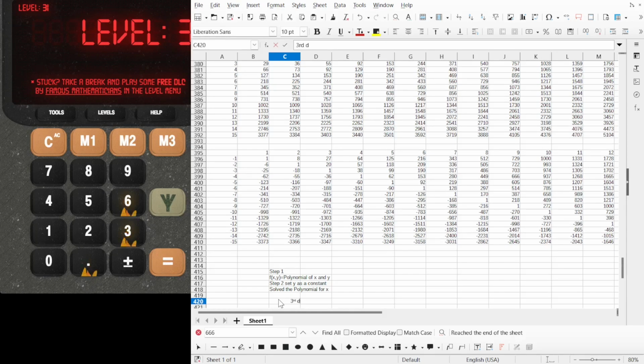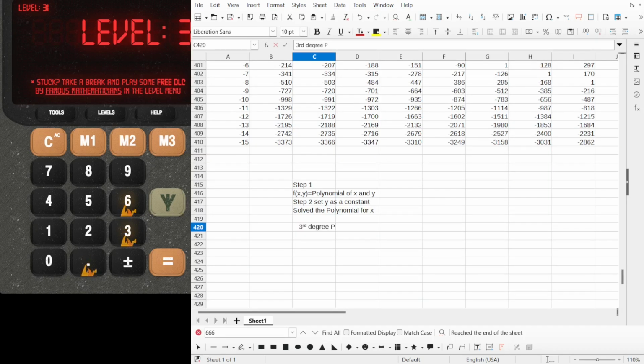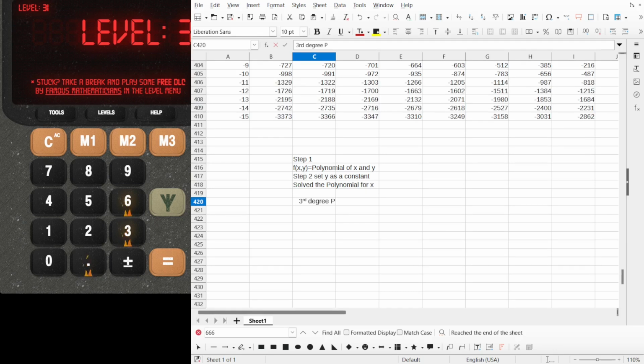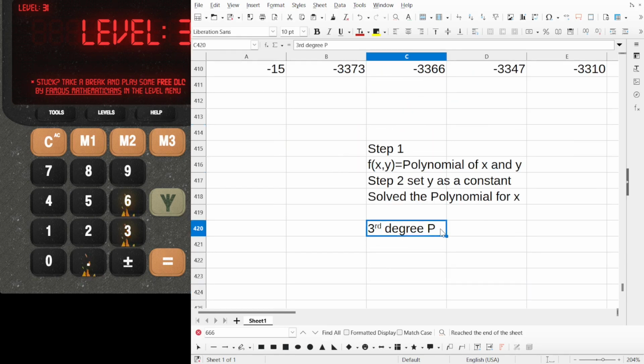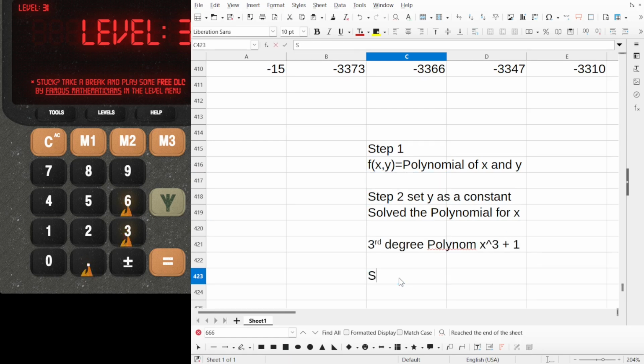3rd degree. I can make this a bit larger. 3rd degree polynomial. Can you even see what I'm typing? You can't, interestingly enough. Okay, now you can. If you can't read this, I don't know. 3rd degree polynomial, which was x to the power of 3 plus 1. This was step 2. Step 3.